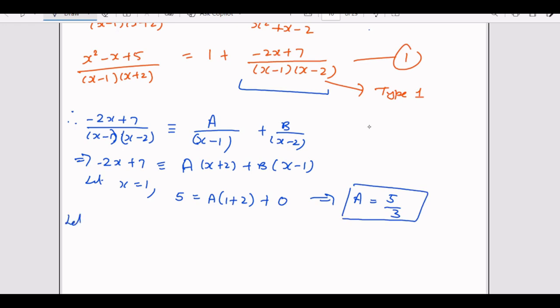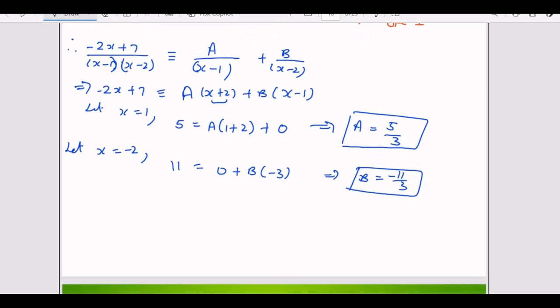Now let's say x is equal to negative 2. So when we put negative 2, we are going to get this factor as 0. So with x equal to negative 2, we get the left hand side as 11 equals 0 plus b into minus 3. So this gives us b equals negative 11 over 3. So b is negative 11 over 3. Now we are done, right?